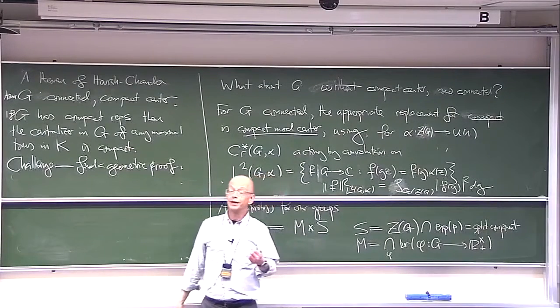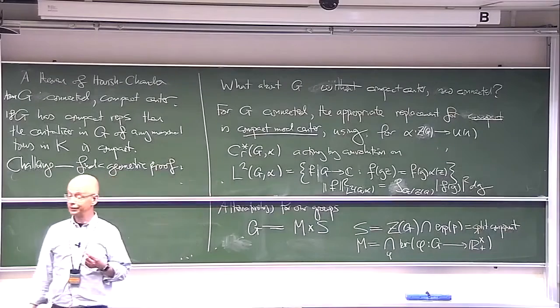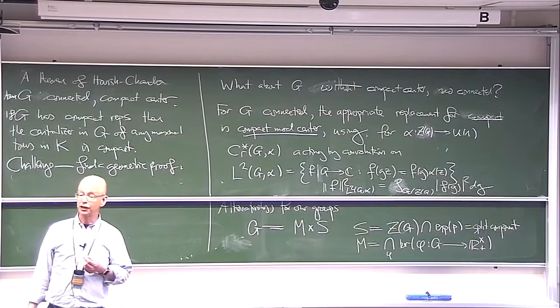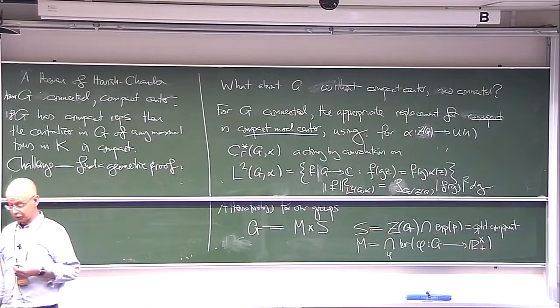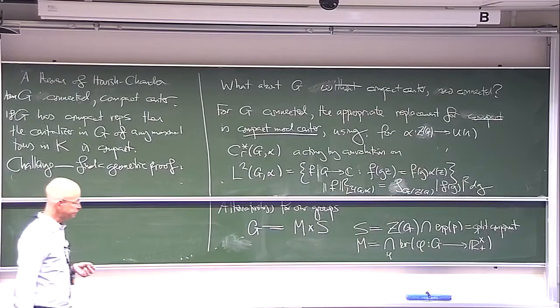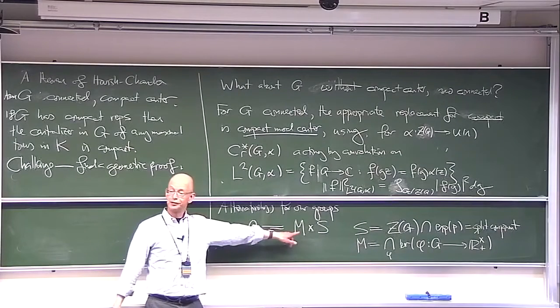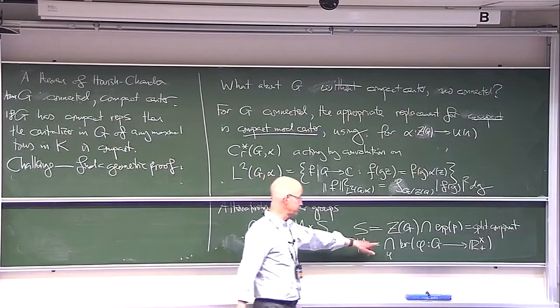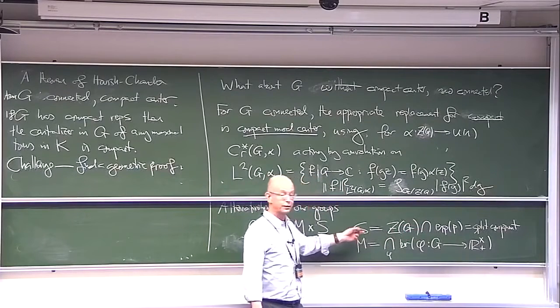For example, suppose we take GL(N,R). Inside of GL(N,R), there are the matrices which have determinant plus or minus 1. That's exactly what M turns out to be. And then there are the positive multiples of the identity matrix. That's what S turns out to be.